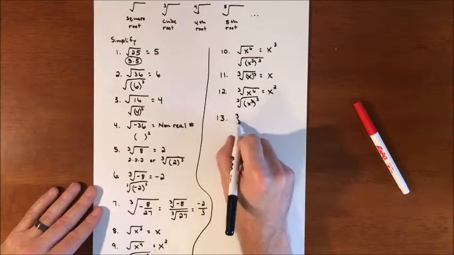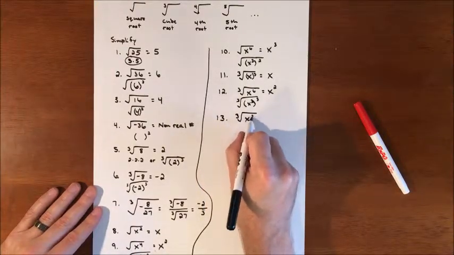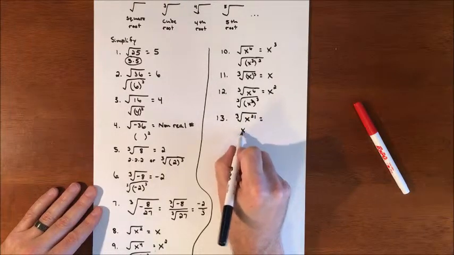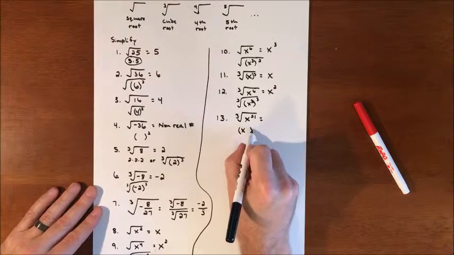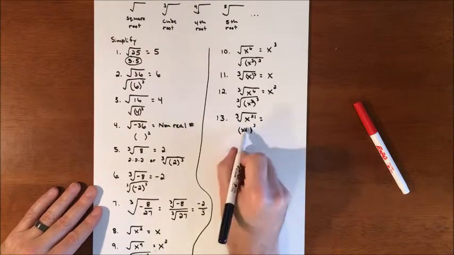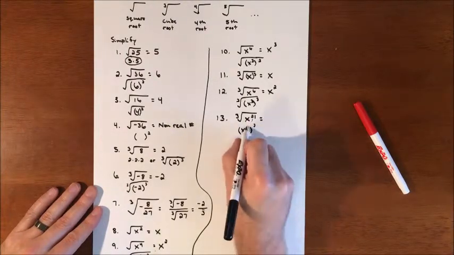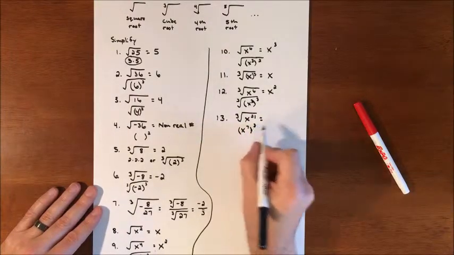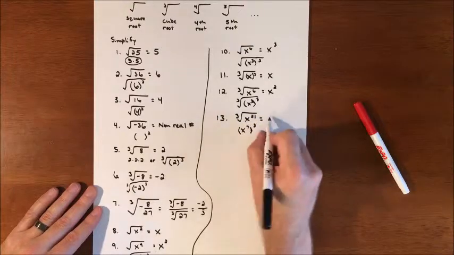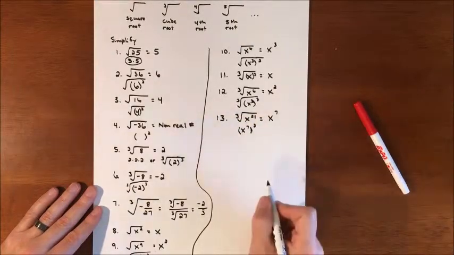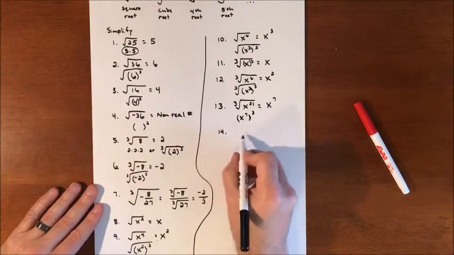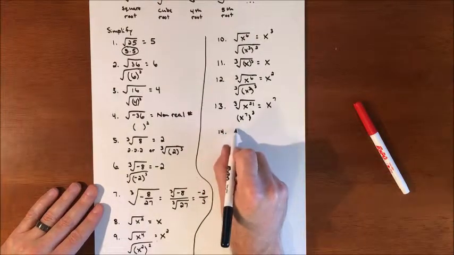So cube root of x to the 21st. So if you want to write it out, you're looking for what times what's going to get you 21, and that is 7. Or you can think of it as 21 divided by the 3 is going to get you x to the 7th.